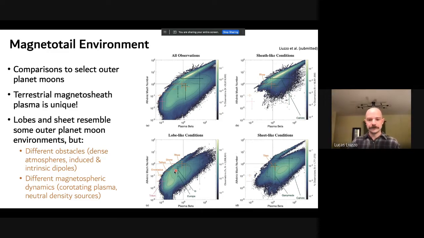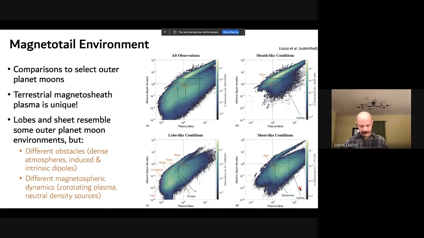For lobes, we see the lunar environment is close to what Triton, Neptune's moon, sees, or some of the inner moons of Saturn. And for the magnetotail plasma sheet, we see that the lunar magnetic and plasma environment resembles what we see at Ganymede or Callisto or Saturn's moon Titan.